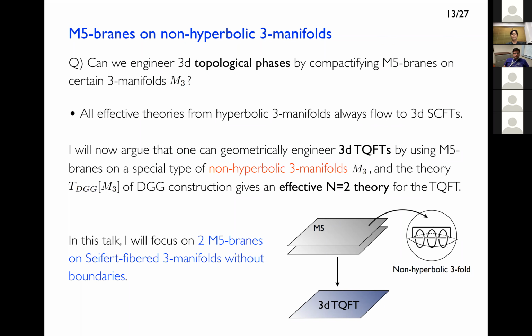And I'll now argue that we can engineer 3D TQFTs by wrapping M5-branes on a special type of non-hyperbolic Seifert manifold. And moreover, the theory T_DGG from the DGG construction for this non-hyperbolic Seifert manifold will give an effective N=2 supersymmetric theory for the resulting topological theory. So I'll basically show that the 3D correspondence and DGG construction can be generalized for 3D topological phases. And also for simplicity, I'll only focus on two M5-branes wrapped on a closed three manifold without boundaries.